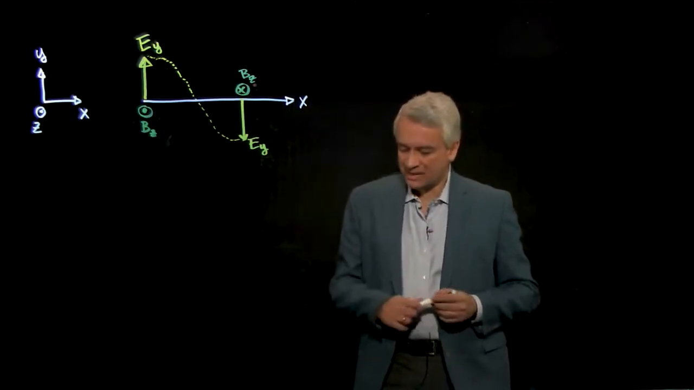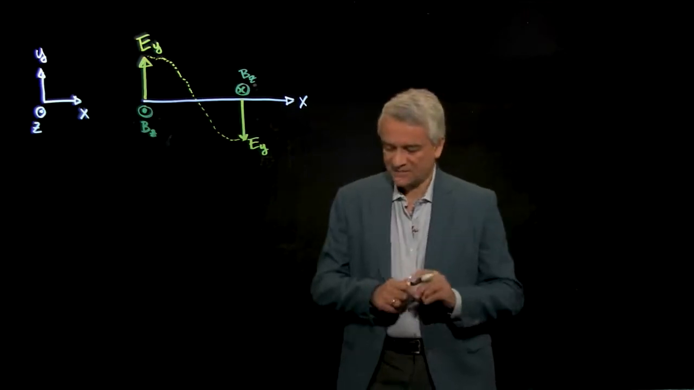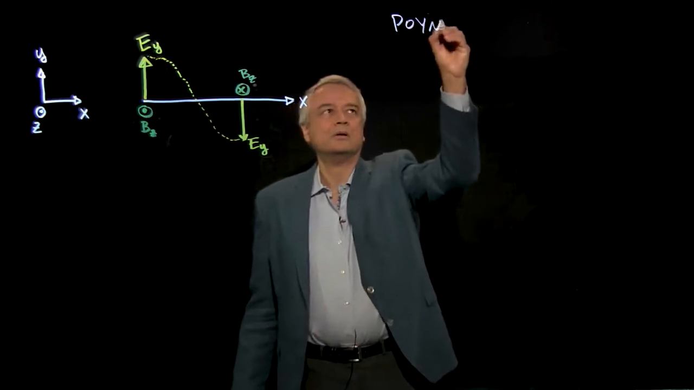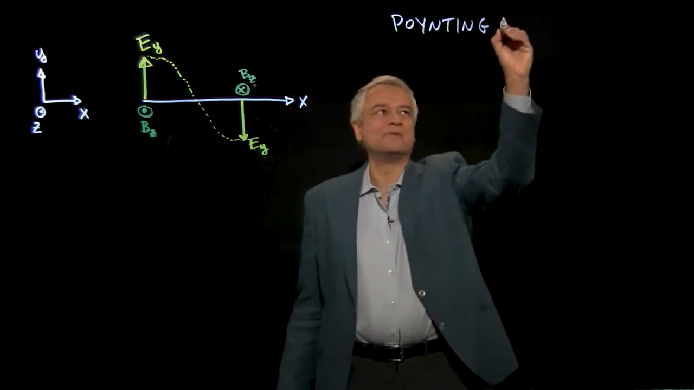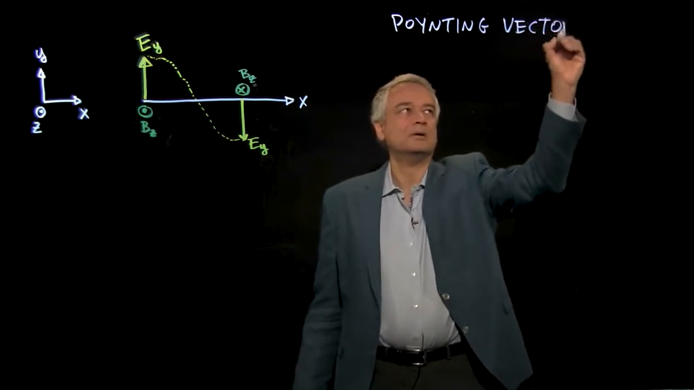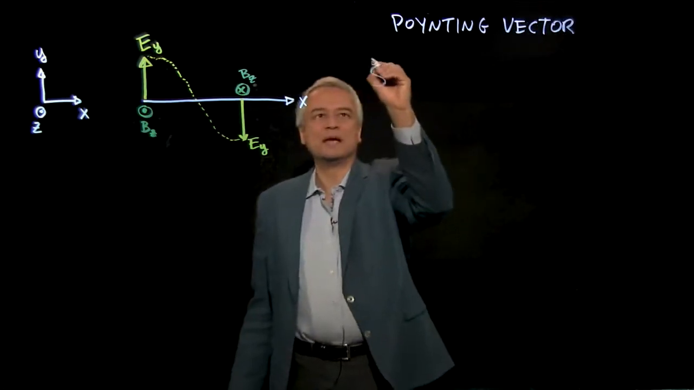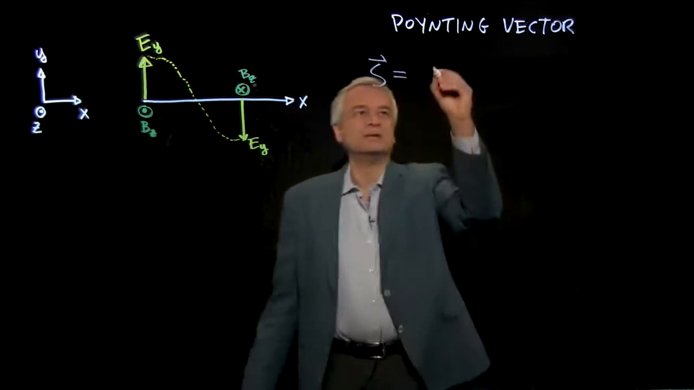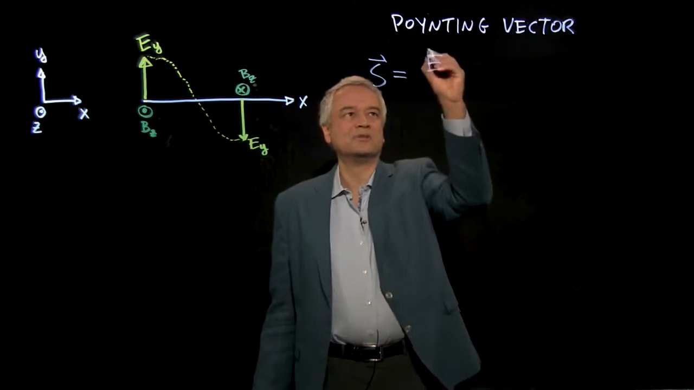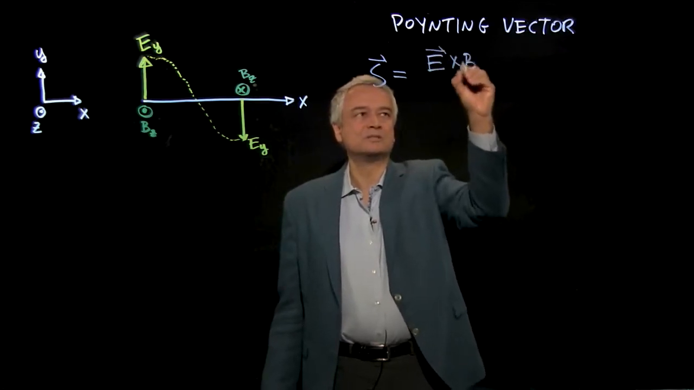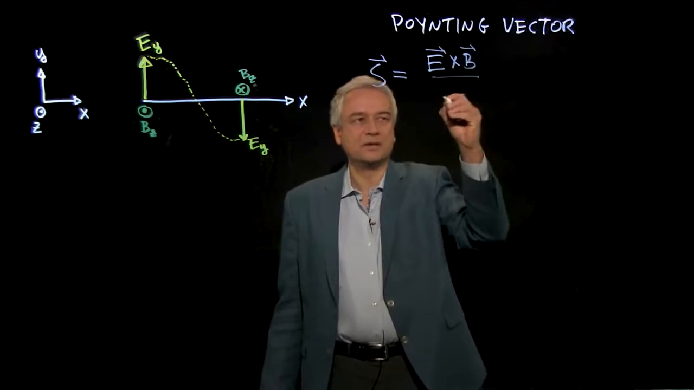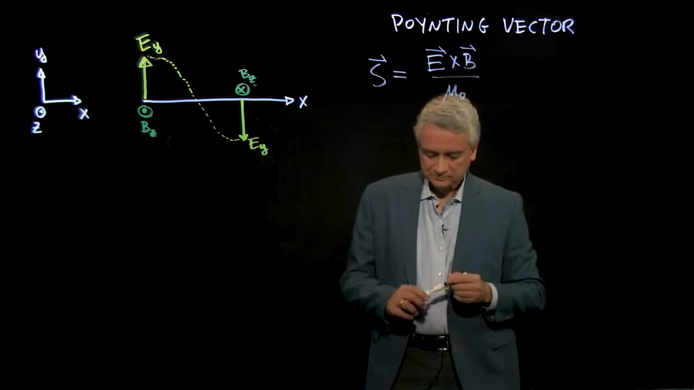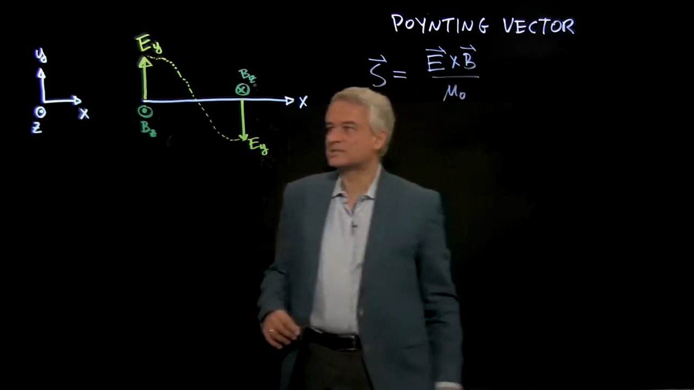And now let's work out what the Poynting vector is. And let's remind ourselves of the definition of the Poynting vector. So the Poynting vector, which we symbolize by S, the definition of it, which we learned previously, is E cross B, and then there's a constant here, which is mu naught. And so let's work this out.